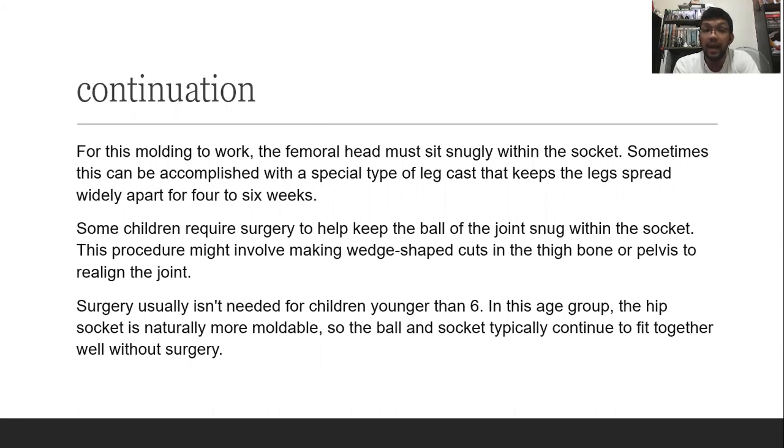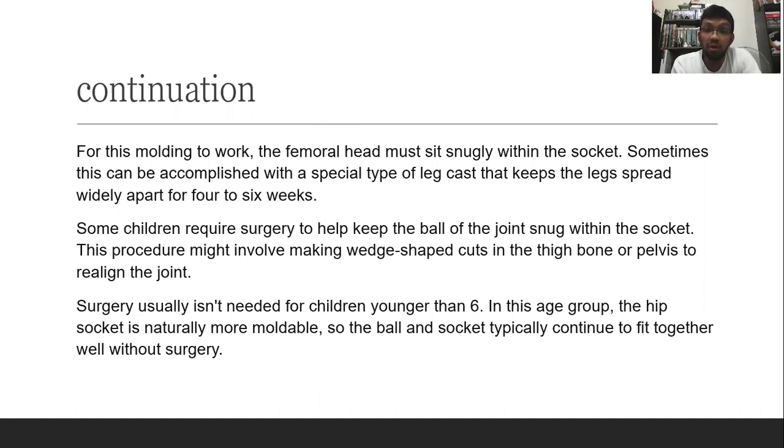So a leg cast, again, a hip spica cast, similar to the one for DDH, will be placed on the child. The legs will be widely spread apart for around 4 to 6 weeks while that cast is applied. So a hip spica cast is done again. Our nursing responsibilities for the hip spica cast are also similar for a patient who has Legg-Calve-Perthes disease.